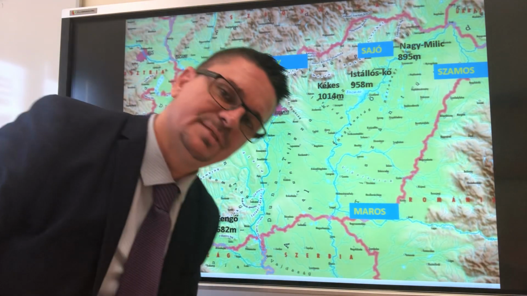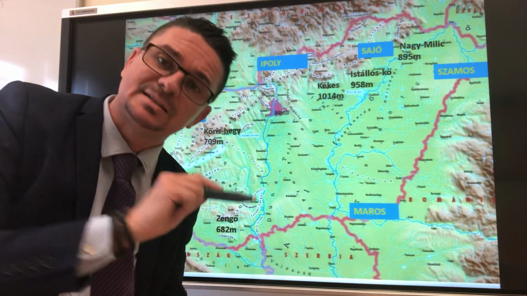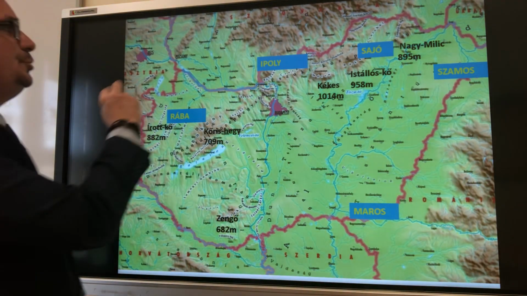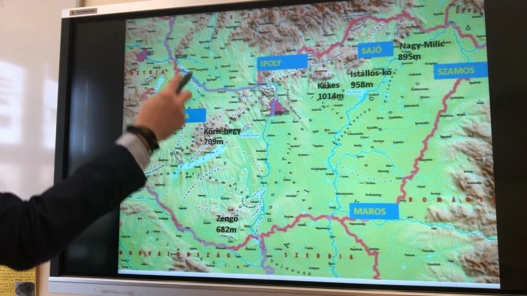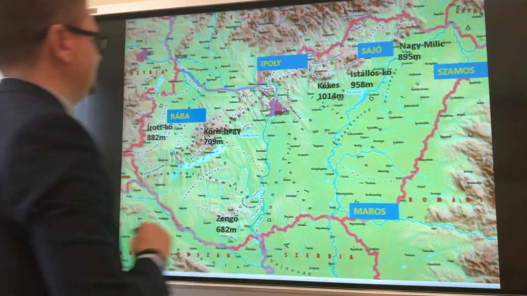Which is the longest river in Hungary? The Danube or Tisza? In Hungary, it's Tisza, which is a bit longer. Okay, the Danube is a longer river all over Europe. You can find it in many different countries, but Tisza in Hungary is a tiny bit longer.